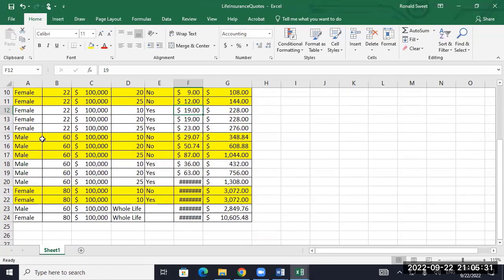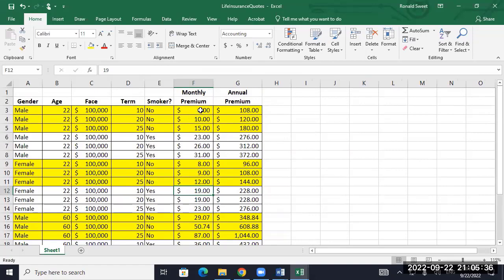Then I did my age, 60-year-olds. So for a 20-year-old, it's $9. For a 60-year-old, it's $29. What do you notice when it jumps to the 20-year term? Because they think, what's the chance I'm going to make it to 80? So it jumps a bunch. And then a 25-year term is much, much, much higher. It's like 4 times higher.